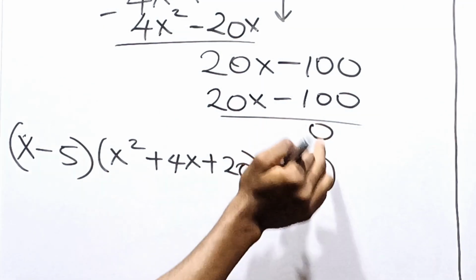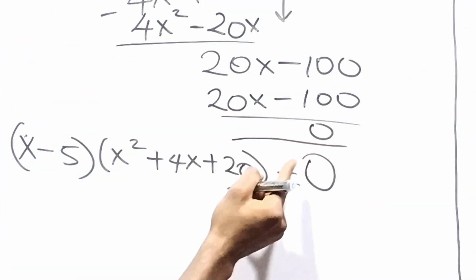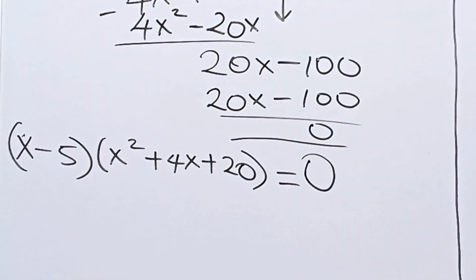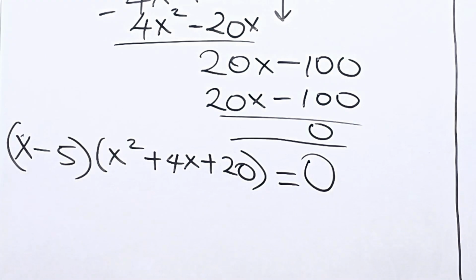Remember that this is not the 0 we're talking about, this is the remainder of this division. The 0 we're talking about is the 0 this equation was equal to. Now, again, let's use our IQ to denote this.